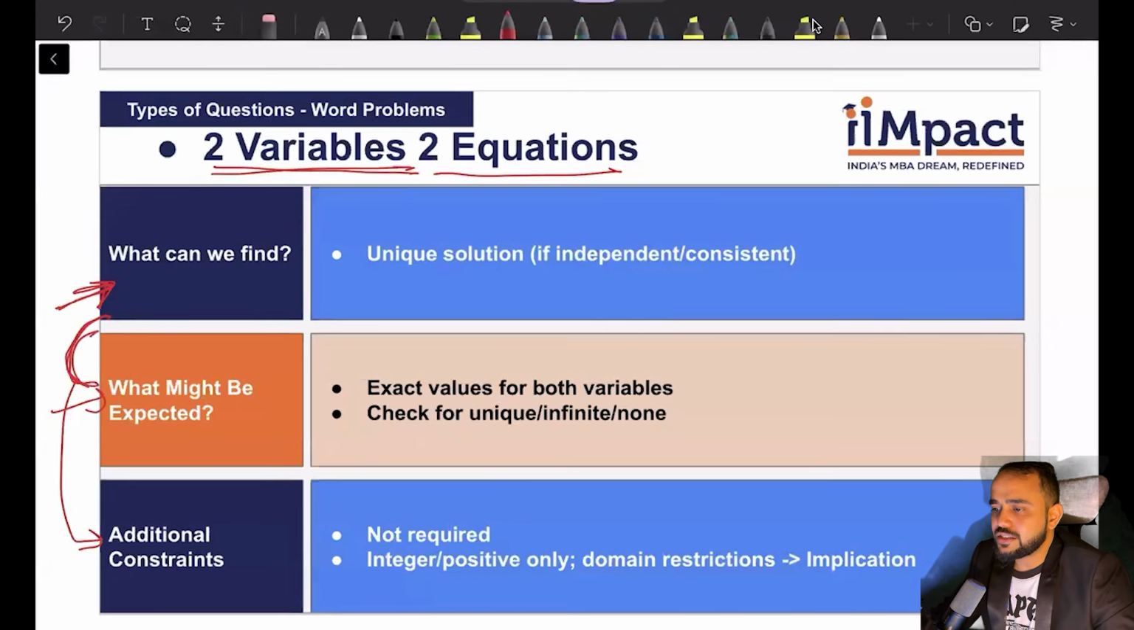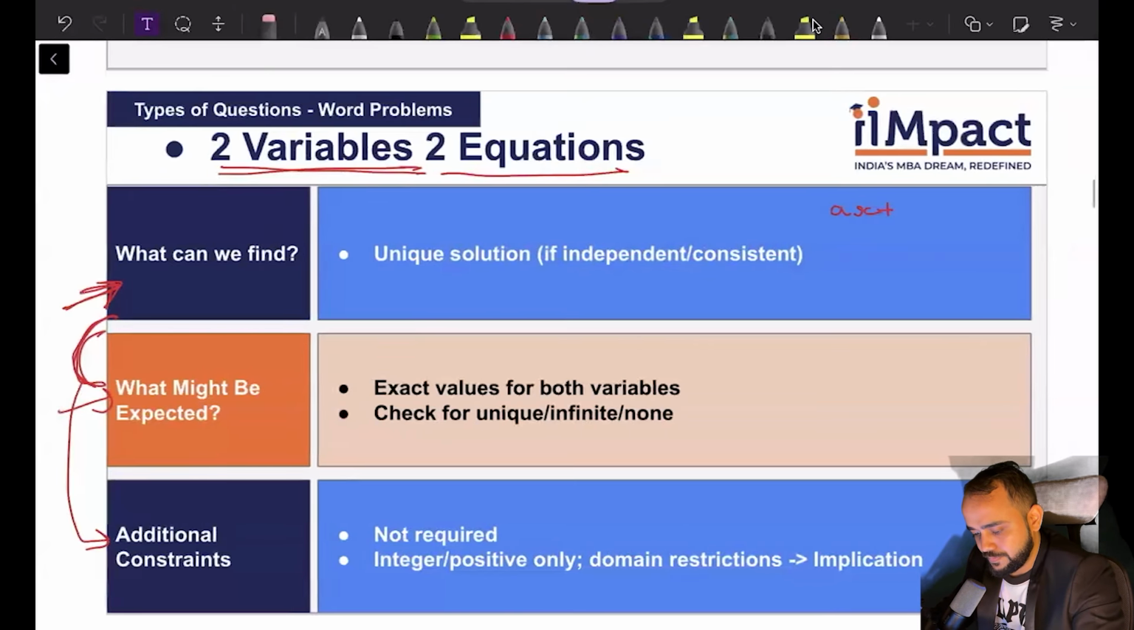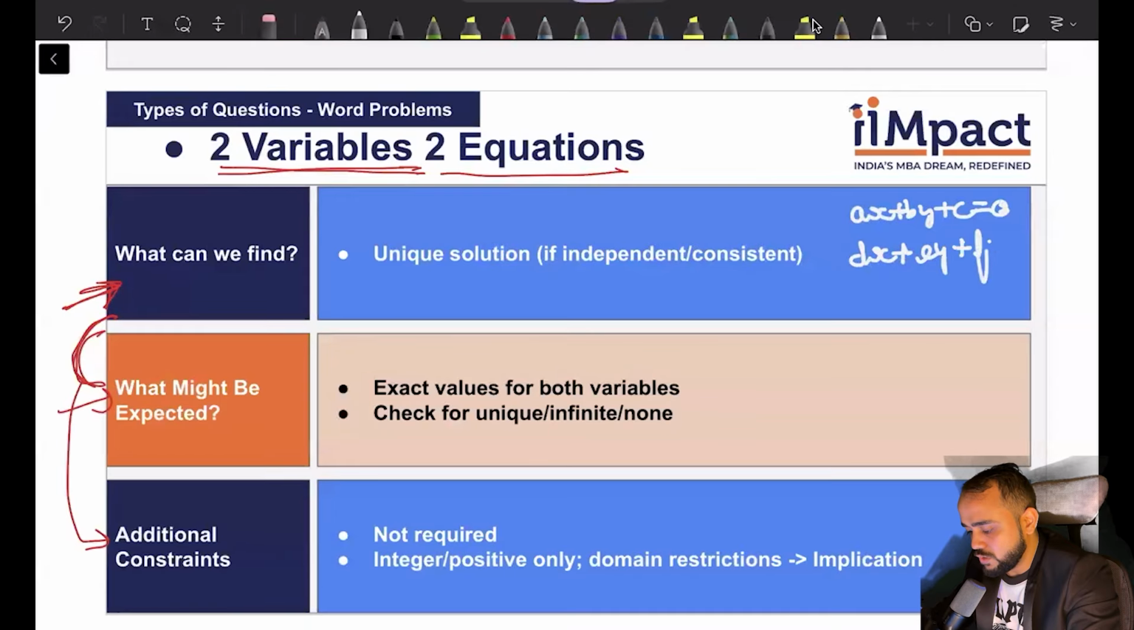All right. So let us start with this. You have two variables and two equations. Let's say it will look like ax plus by plus c is equal to 0 and dx plus ey plus f is equal to 0. What is it that you are going to be able to solve for? Do you see that the number of equations and the number of variables is equal? Which means that I should be able to find the exact solution.